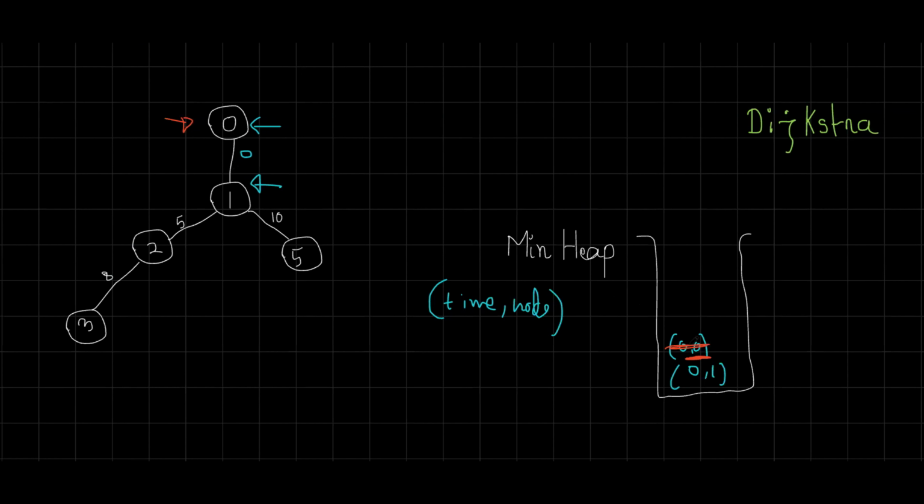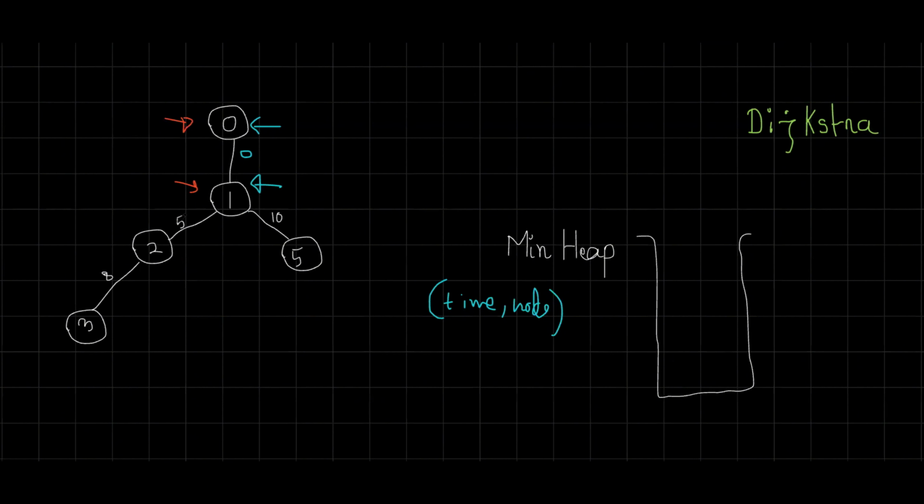And what is the top element of the min heap? It is 0 and 1. That means node 1. So node 1 can also be reachable from the node 0. Now here, let's erase the node 0 and node 1 from the min heap. And for node 1, we can reach to the node 2 and node 5.